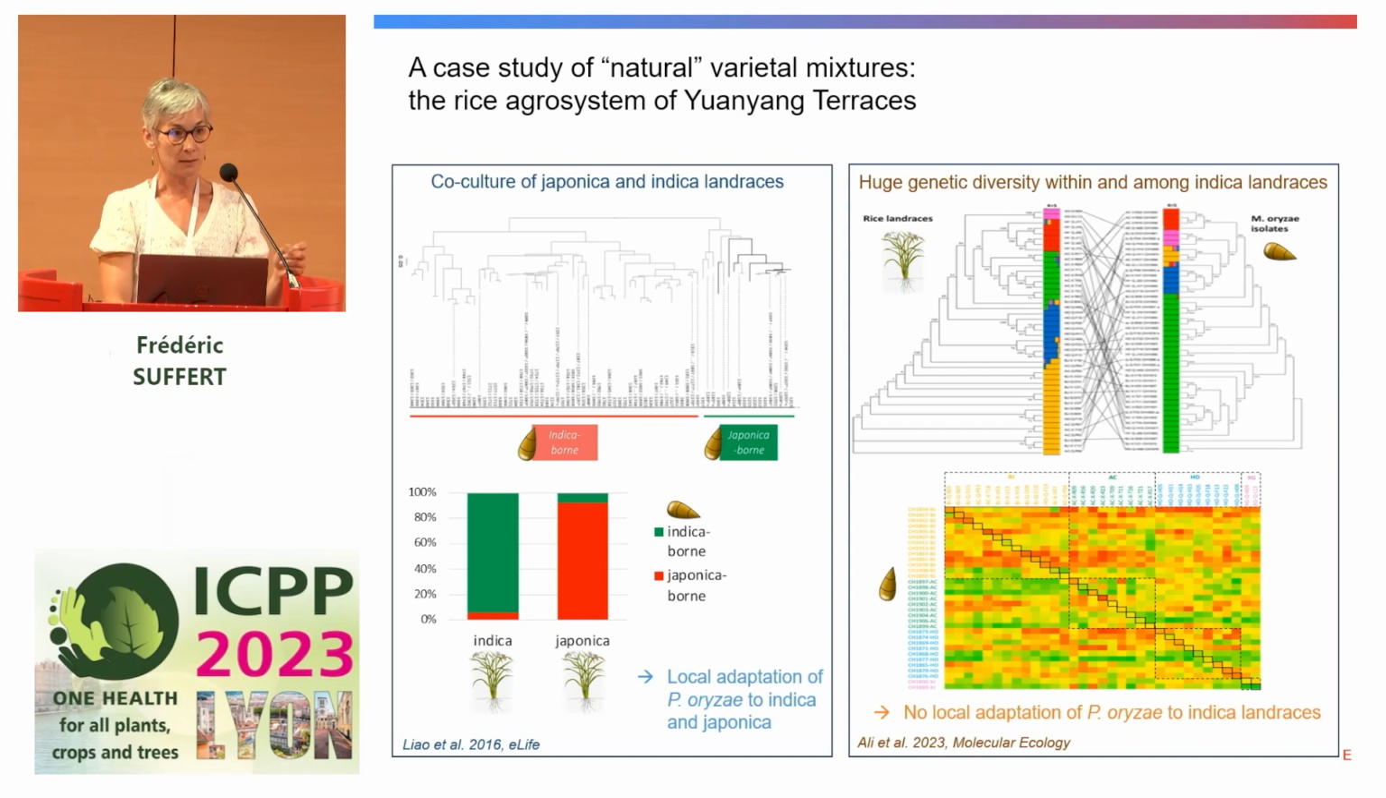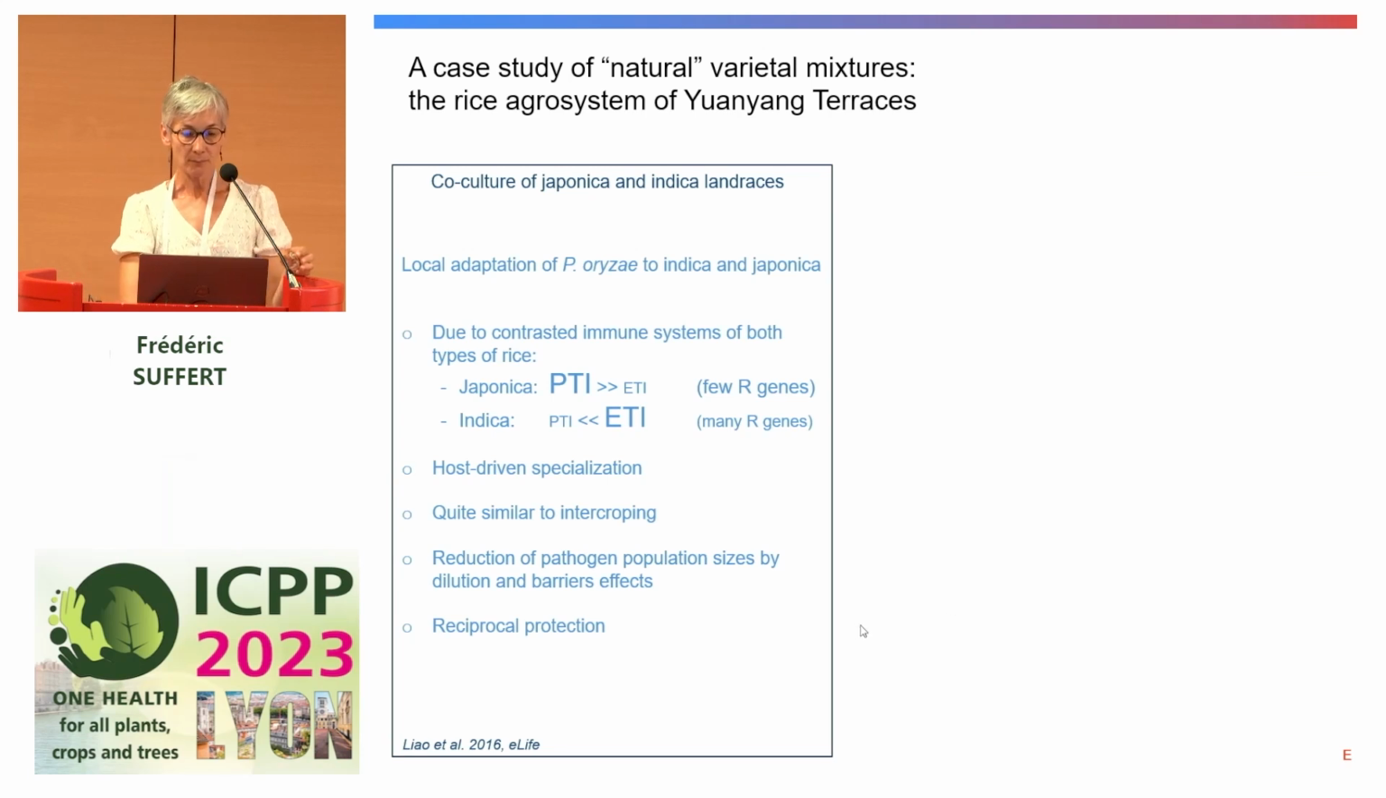And there is no signal of local adaptation of the blast population to the different rice land races. So here we have a kind of maladaptation of the global blast population to the different rice land races. To conclude, as regards the co-culture of Japonica and Indica land races, we have local adaptation of the blast population, and in fact this is due to the very contrasted immune systems of the 2 rice types. This is almost equivalent, for the pathogen, to intercropping, so facing different plant species.